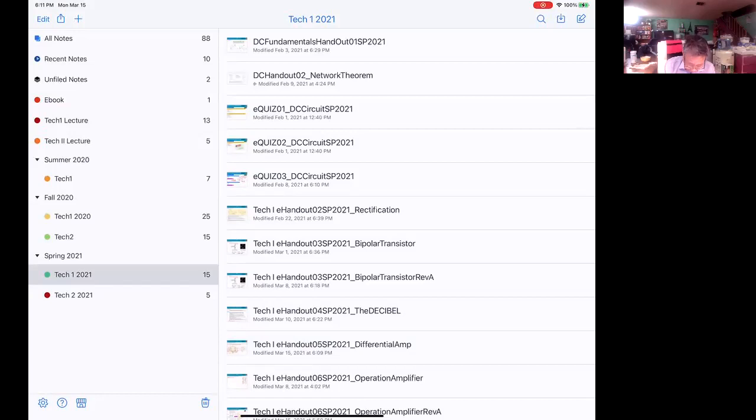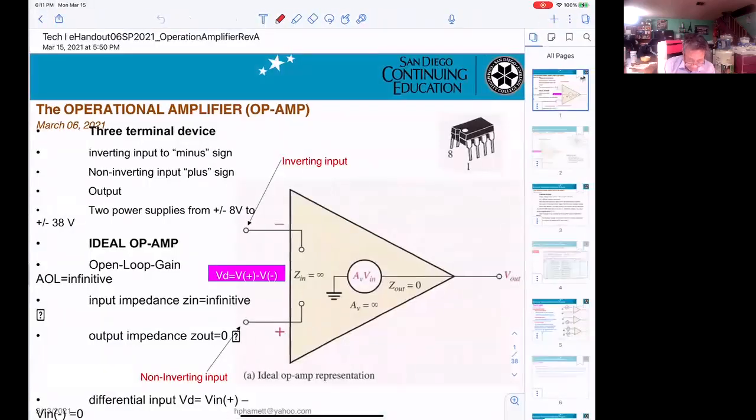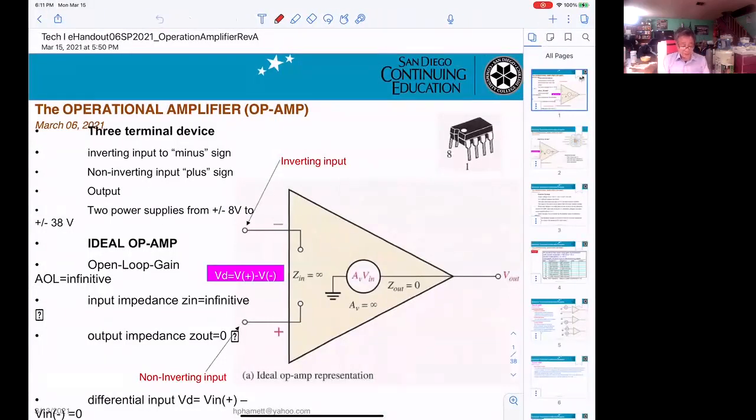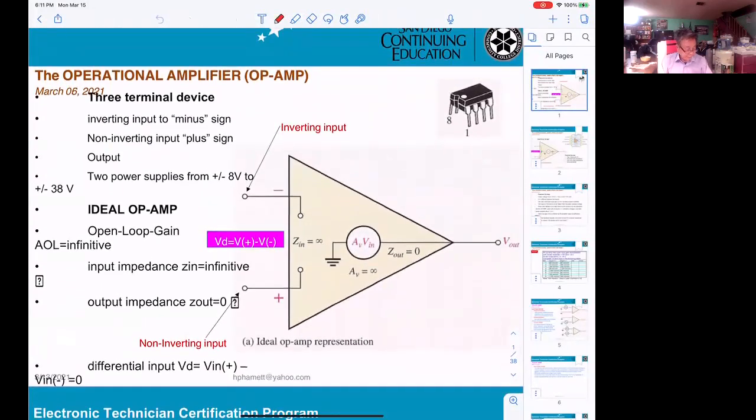Now, op amp. Let's see. Operational amplifier. Okay. When you see this symbol, you know this is what they call an op amp, operational amplifier. What's going on inside here? There are transistors inside. Normally they use NPN transistors inside to build the op amp.